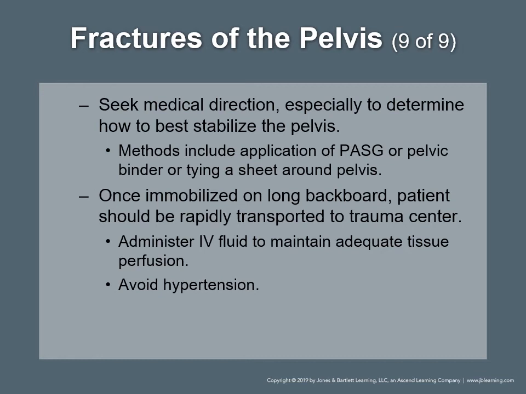It is often appropriate to seek medical direction, especially to determine how to best stabilize the pelvis. Methods include application of a PASG or pelvic binder, or tying a sheet around the pelvis. Once immobilized on a long backboard, the patient should be rapidly transported to the trauma center. Administer IV fluids to maintain adequate tissue perfusion, which is assessed by radial pulses, and avoid hypertension.